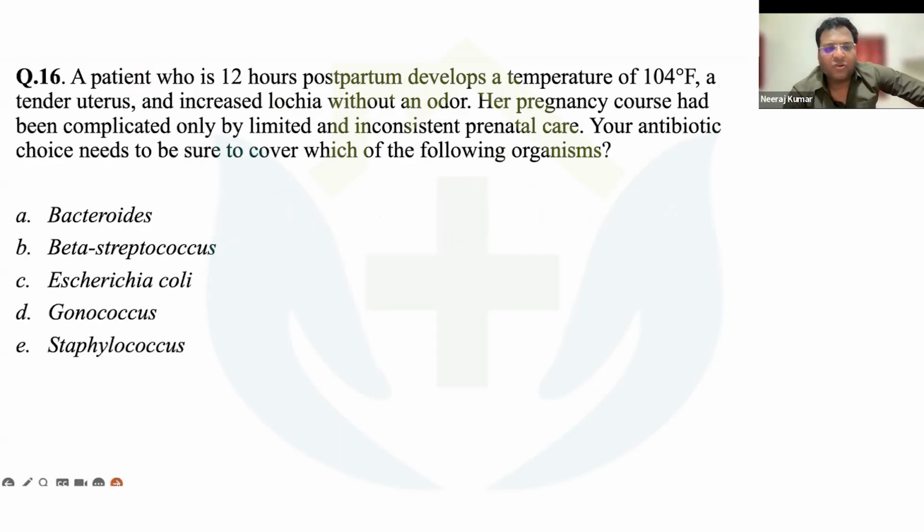Okay. So coming to the last question of our day. A patient who is 12 hours postpartum develops a temperature of 104, a tender uterus, and increased lochia without odor. The pregnancy course has been complicated by limited and inconsistent prenatal care. Your antibiotic choice needs to be sure to cover which of the following organisms? So again, a very straightforward question. Which bacteria do you want to cover here, most commonly seen in these patients?